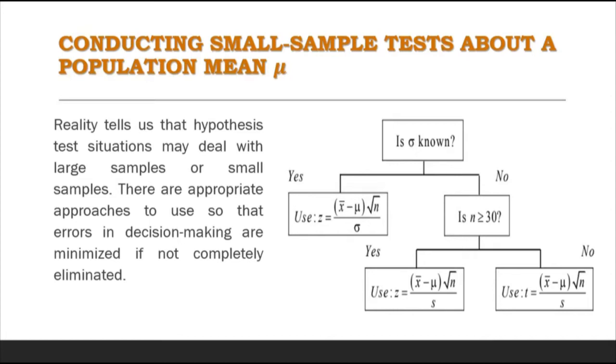Population standard deviation sigma known. If it is yes, then we are going to use the z-test formula, and we consider that the sample size is more than or equal to 30. What if the sample size is below 30? Then we can use the t-test formula. Okay? So ito yung ating diagram ngayon.